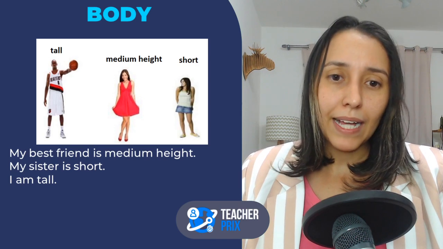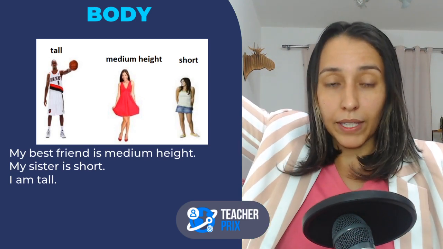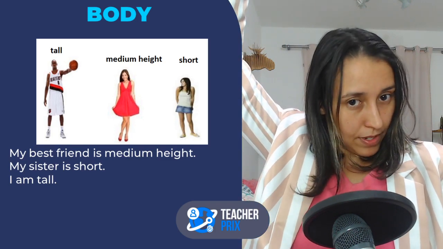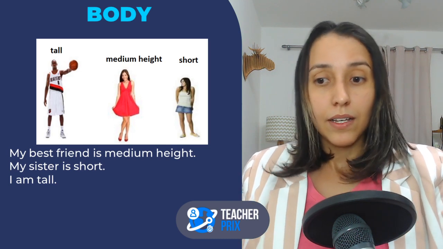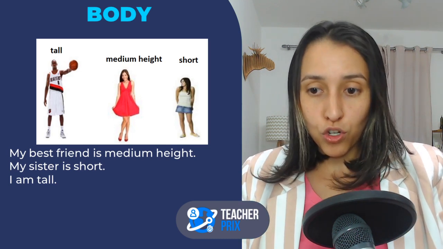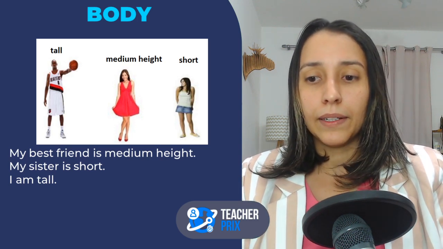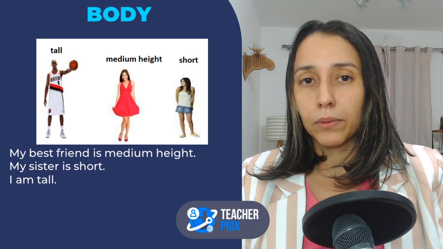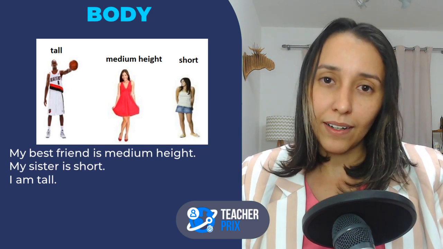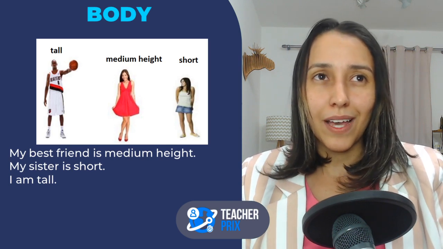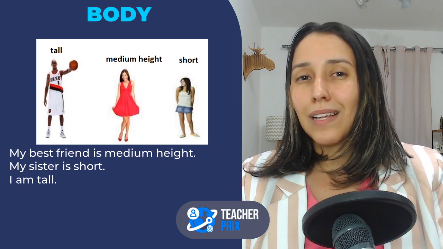Now, continue with the body. Medium height, short, tall. I'm tall, okay? Tall. But some people, they are not tall, but they're not short. They're medium height. And some people are short, okay? I wouldn't use heavy to describe a woman, for example, unless you want to offend that woman or that man, okay? Usually if you say someone is very heavy, you could, but it's not the best word to say it, okay? It's not the best word to describe.